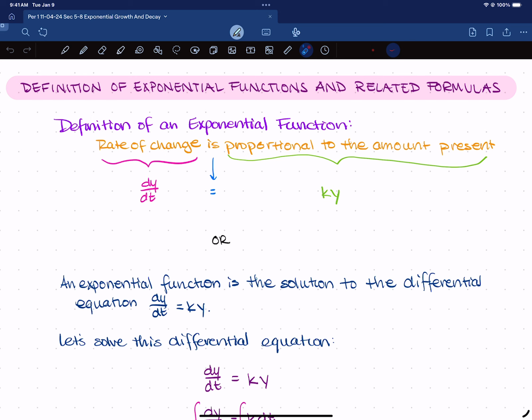Okay, in this video, we're going to look at the definition of exponential functions and some related formulas. Now, we've had different definitions before, but the one that we're going to use today is that the rate of change is proportional to the amount present.